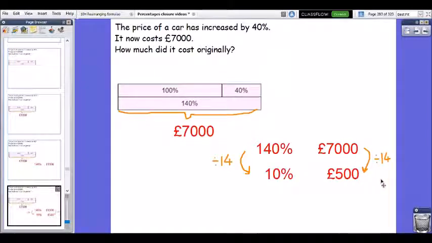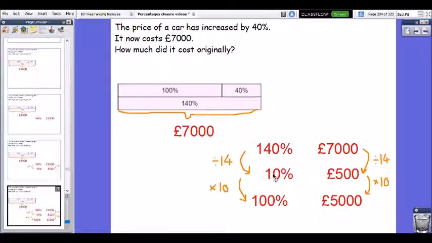Feel free to use a calculator for these questions, by the way. So now that I have 10%, to get from 10% to 100%, I'm multiplying both sides by 10. So that shows that 100% is £5,000. So looking at that on my diagram, £5,000 is the original cost of the car.